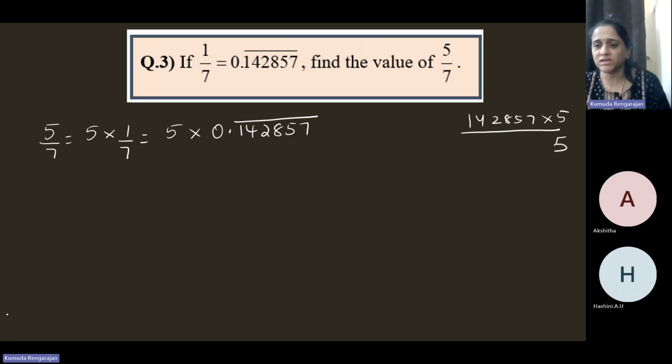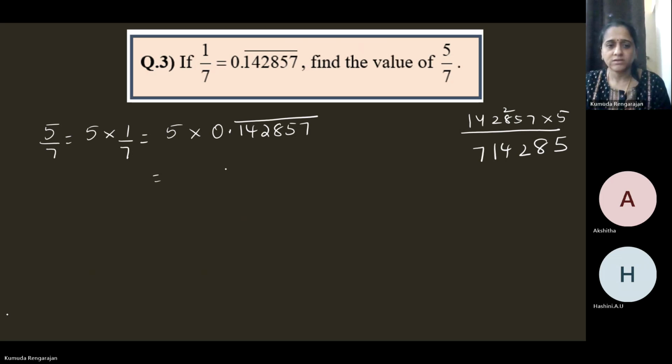5 7s are 35. 3 carried over. 5 5s are 25, 28, 2. 5 8s are 40, 42, 2, 4. 5 4s are 20, 24, 2. 5 1s are 5, 7. Okay. So when you multiply these two, what are you getting? 714285. So here the bar is on top of how many digits? 6 digits. Here also it will be on top of 6 digits.